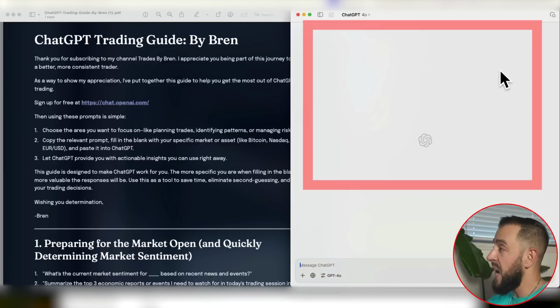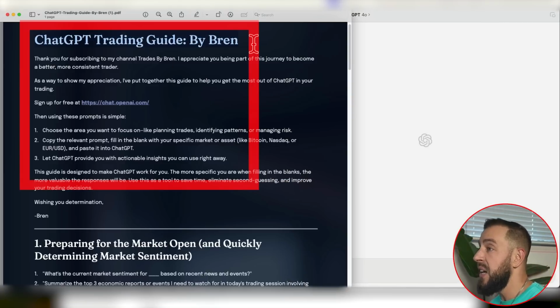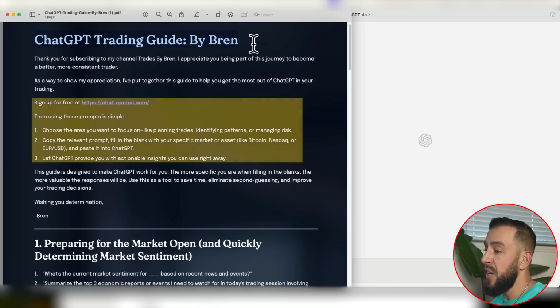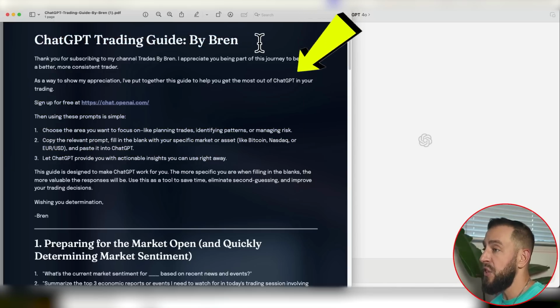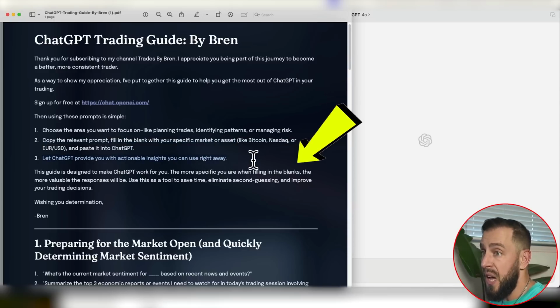On the right-hand side of the screen, I have ChatGPT pulled up, and on the left-hand side of my screen, I have the guide. We're gonna go through each of these 3 steps for all 10 ways to trade with ChatGPT. First one is choose the area to focus on. Second one, copy a relevant prompt. Third one is let ChatGPT do the actionable insight.